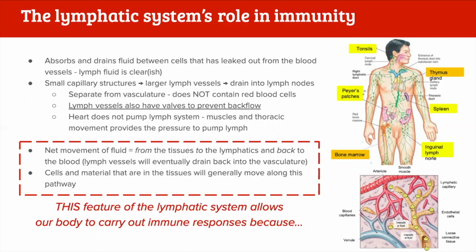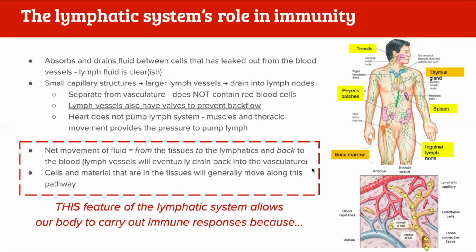Also, the heart doesn't pump the lymph system. It's your muscles and the thoracic movement that provides the pressure to pump lymph around the body. Some key things to note is that the net movement of fluid is from the tissues to the lymphatics and back to the blood. So the lymph vessels will eventually drain back into the vasculature. And then cells and material that are in the tissues will generally move along this pathway.